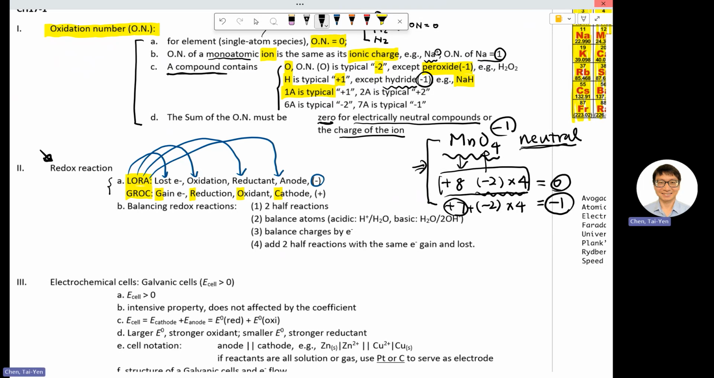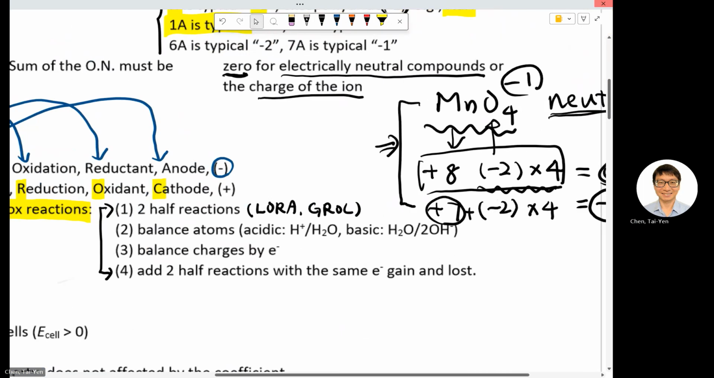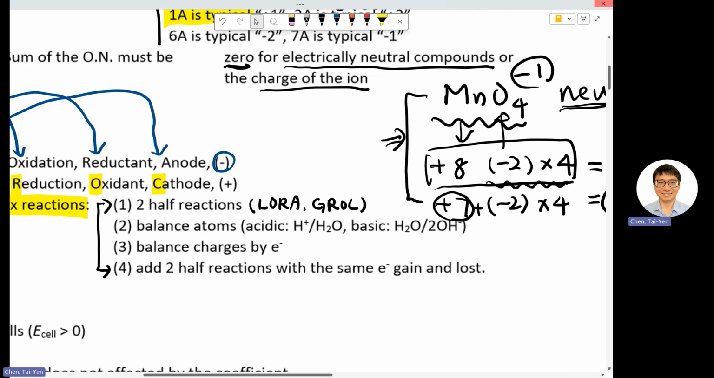One of the most important things in this chapter is balancing the redox reaction. Here I summarize the four steps to achieve a balanced redox reaction. The first step is that you need to identify the two half reactions, namely who is your LOAR and who is your GROC. Once you have the LOAR and GROC written out, the next thing is to balance these two half reactions, starting by balancing the atoms.